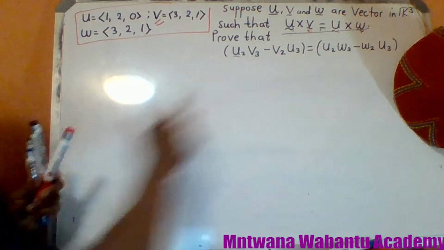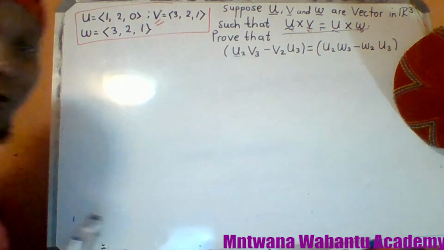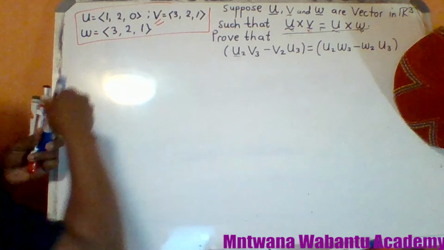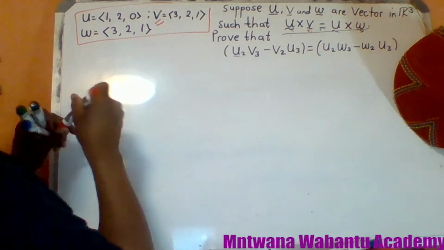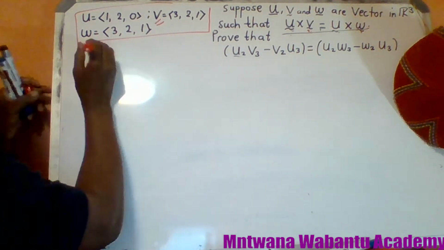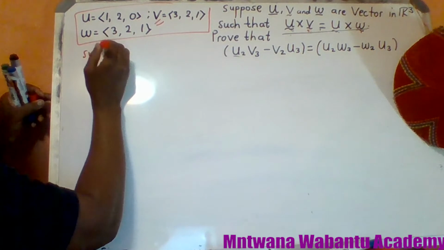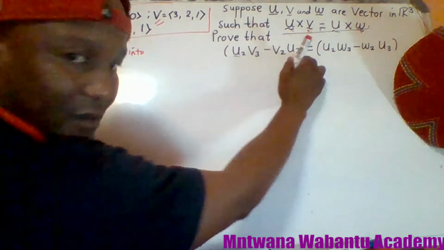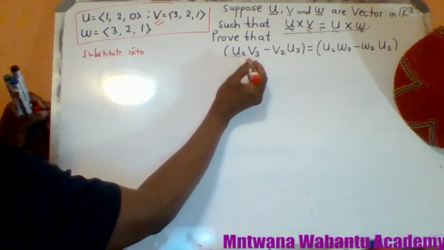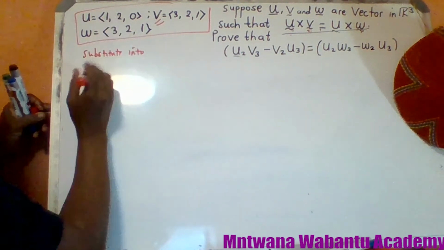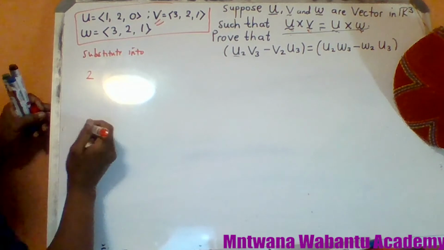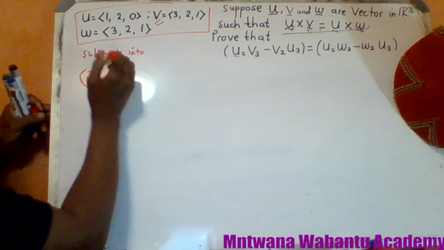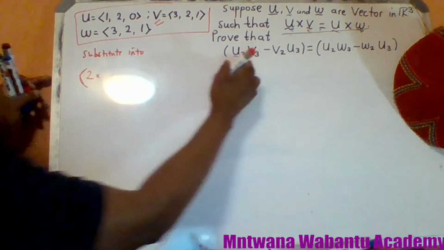So we know U. Let's substitute now. What is U2? We know U2. U2 equal to 2 times V3. What is V3? V3 equal to 1 minus V2. What is V2? V2 equal to 2 times U3. What is U3? U3 equal to 0.